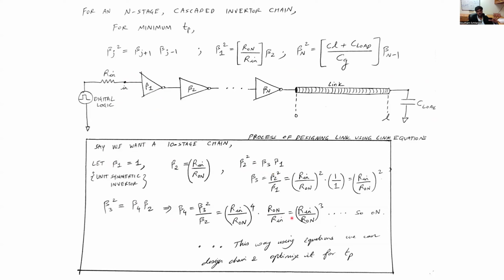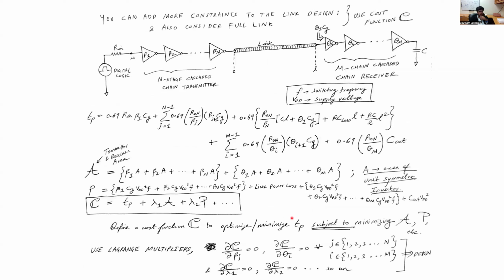And so in this way, you can now design the entire cascaded inverter chain, which has an optimal propagation delay. So this is basically a good example, a good model of how you would go about designing and optimizing this overall digital transmission link to minimize the propagation delay, which is a key metric in this very simplified version of a short low data rate link. So obviously you can make this analysis much more complicated.